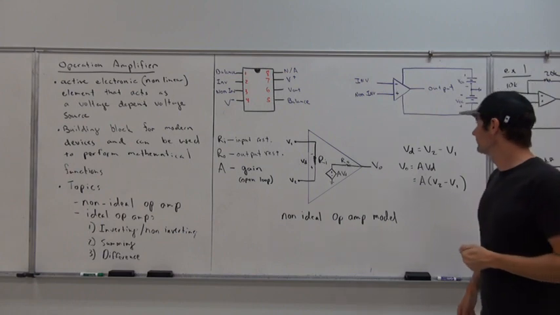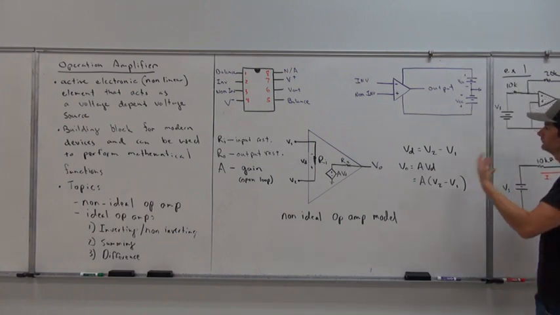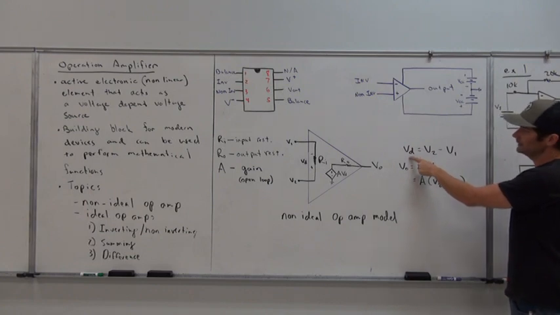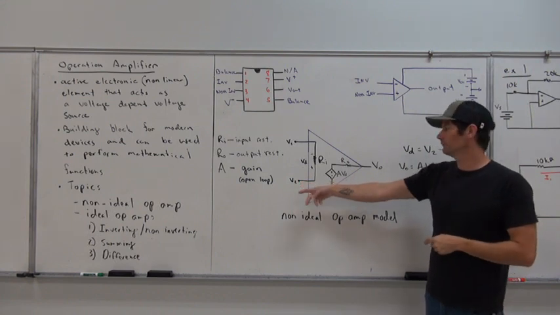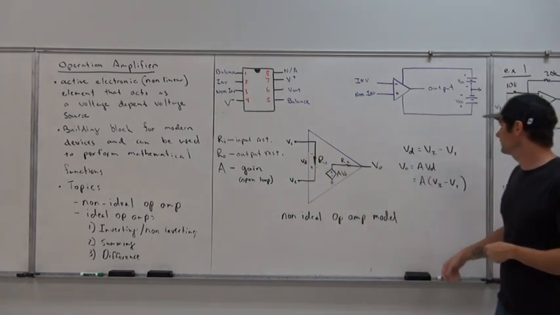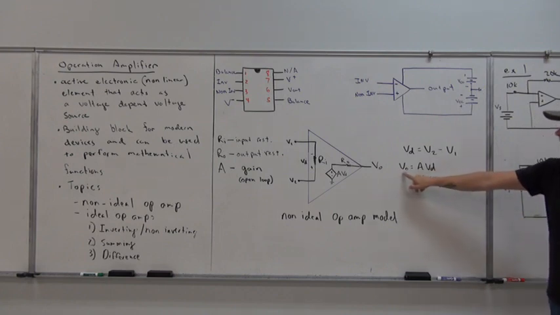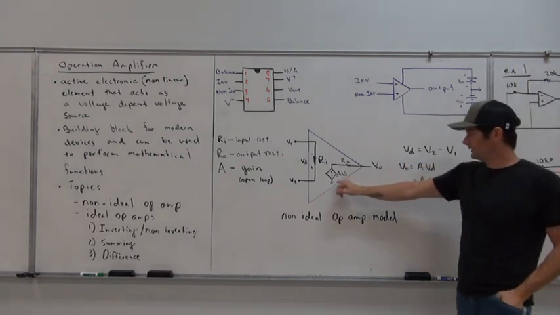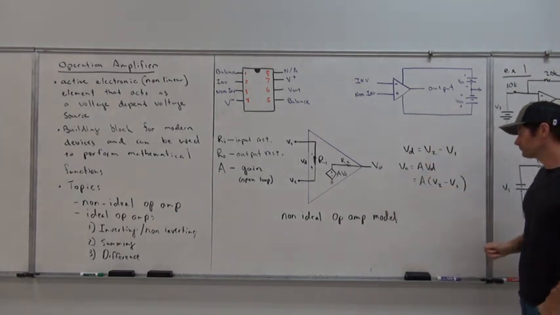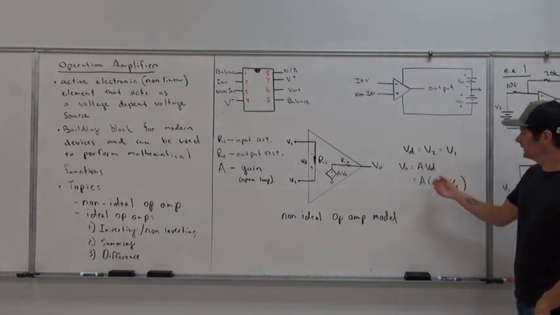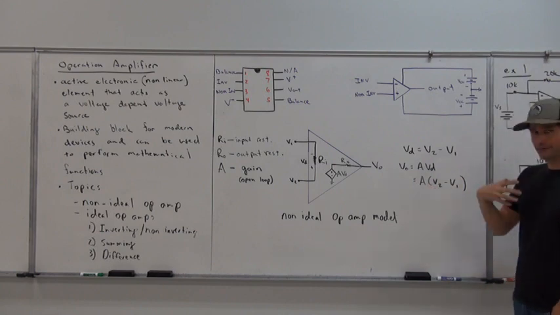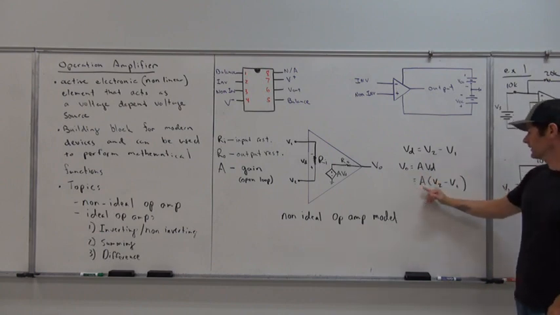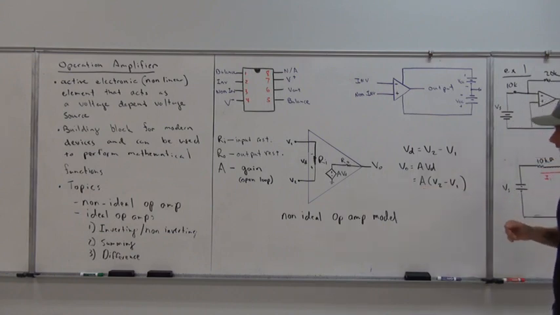A couple other notes: VD is equal to V2 minus V1, because of the negative-positive orientation. V0 is, in this case, since AVD is connected to ground and that's open loop, R0 doesn't really come into play, so that's just equal to AVD. If we rewrite VD and A in terms of our input and the difference in the input, then V0 is equal to A times (V2 minus V1).